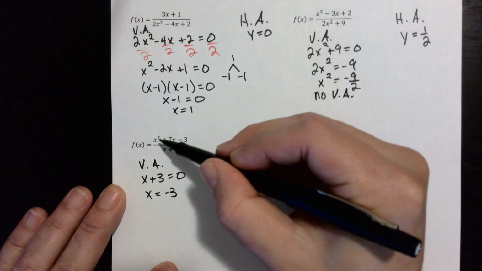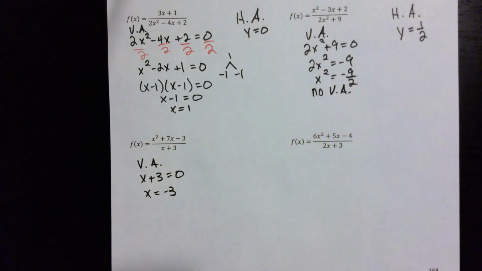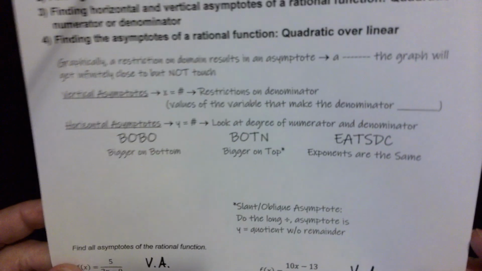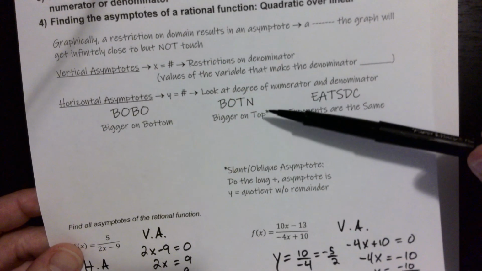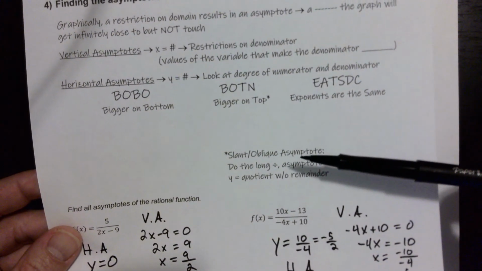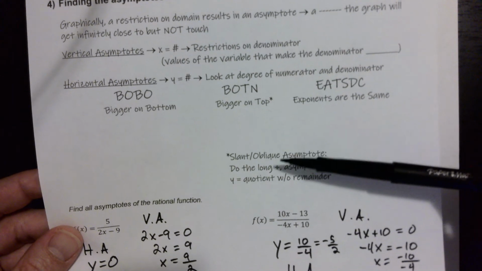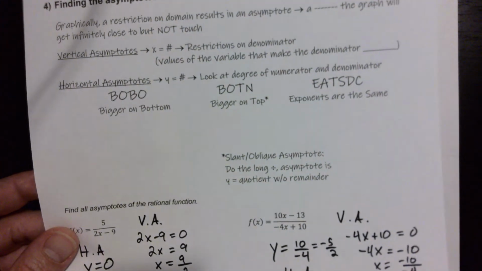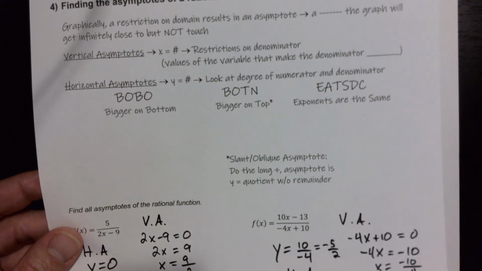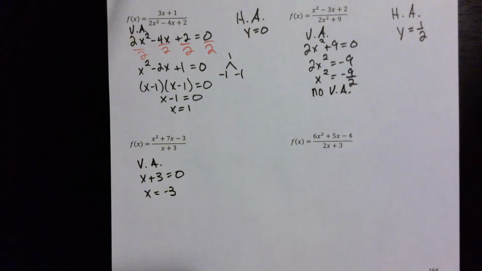Since the exponent's bigger on top, let's go back and look at our rules because we haven't done one of those yet. If it's bigger on top, that's no horizontal asymptotes, but then you have the slant or oblique asymptotes. I like saying oblique asymptotes, so I'm going to use that. What we're going to do is use long division, and we're going to divide the denominator into the numerator.